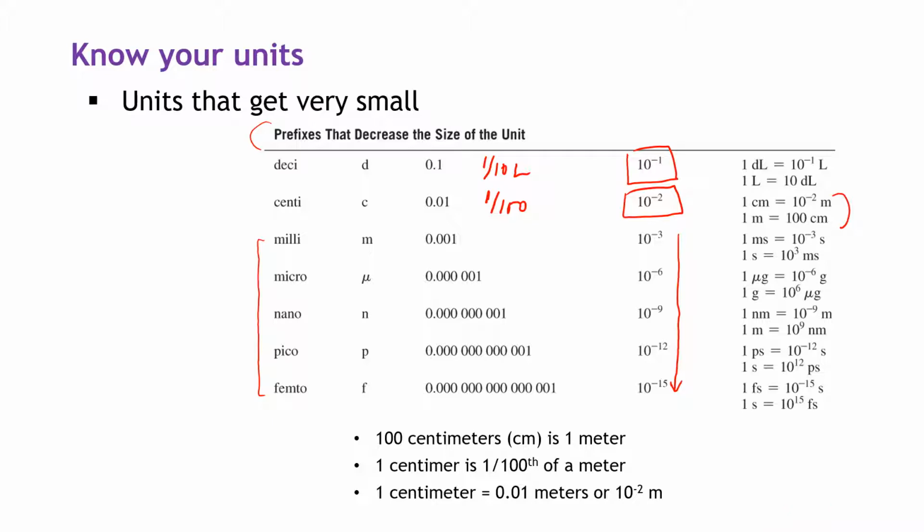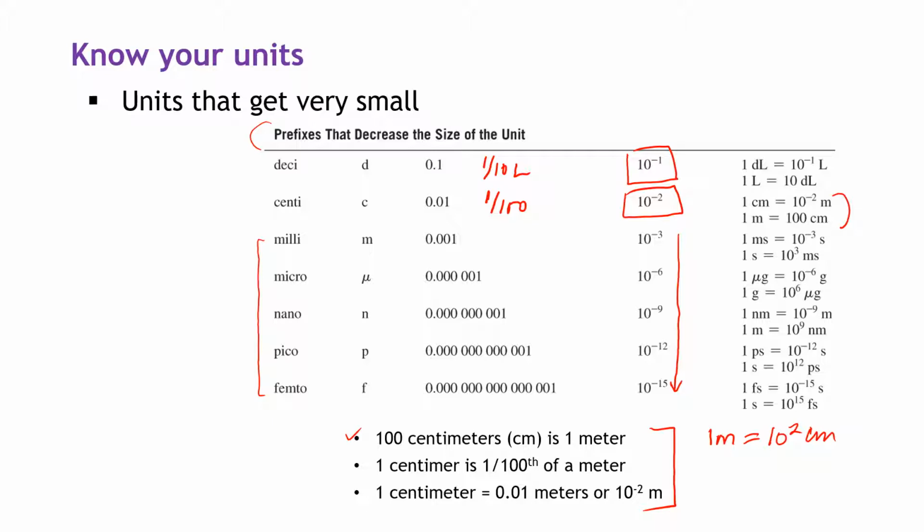I want to explain in a little more detail this back and forth thing that I mentioned. In other words, I said 1 deciliter equals 10 to the negative 1 liters. 1 liter equals 10 deciliters. Let's think about this a little more closely. Here it's written in this first bullet point that 100 centimeters is 1 meter. Well, that's another way of saying 1 meter equals 10 to the 2 centimeters.